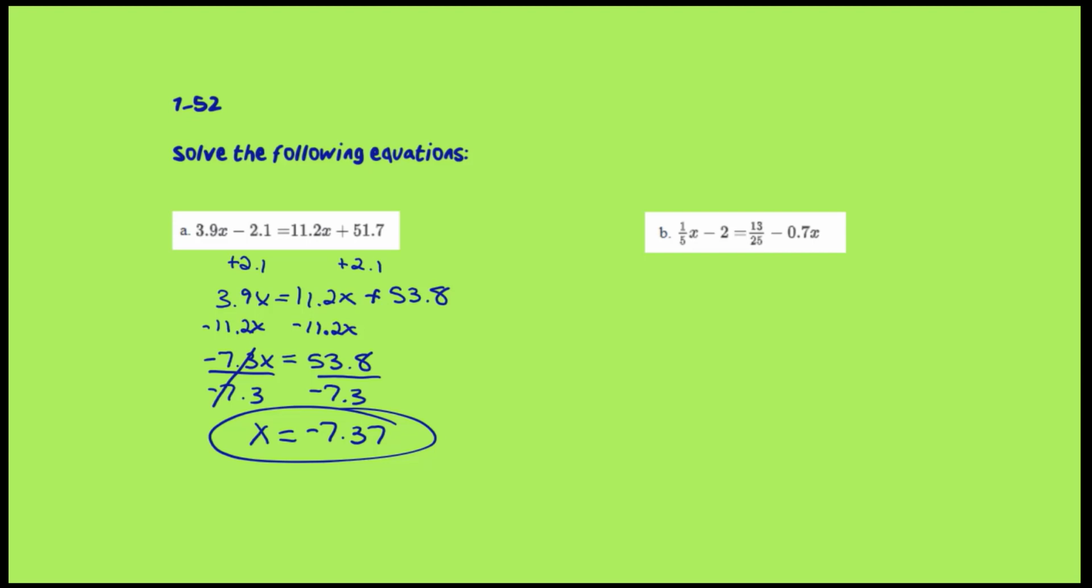So 1/5 x would be 0.2x minus 2. Equals, and then if you do 13 divided by 25 on the calculator, you get 0.52. And then, of course, this is already in decimal form. I probably should put a 0 in front of that too. 0.7x. Okay, so we just solved from there, okay? So what I'm going to do first is I'm going to add 0.7x.